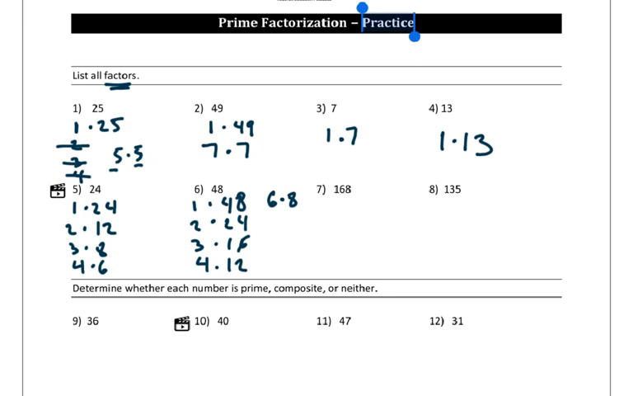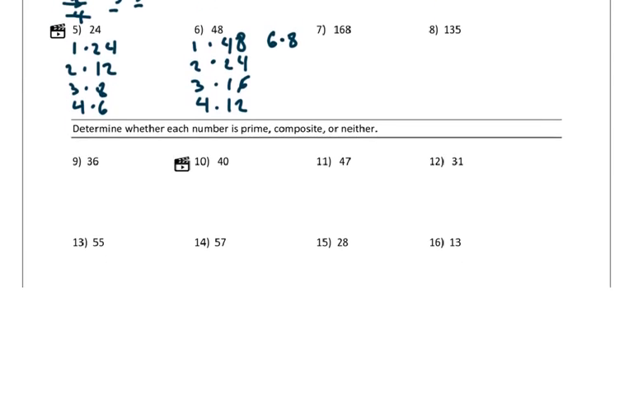This one's going to be interesting. I'm actually going to try to scoot and give myself a little more space. 168. So we're going to do 1 and 168. 2, and this is actually really easy to do in your head. 16 divided by 2 is 8, and 8 divided by 2 is 4. So we have 2 and 84.